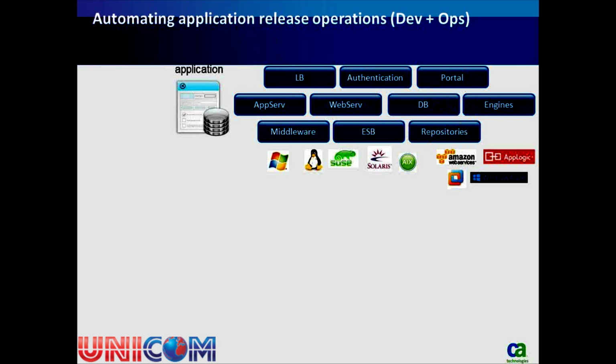Important is that our technology works across various operating systems. In a single release deployment operation, you can start off by doing certain things on the web server, which might be running on a Microsoft platform, and then do certain tasks on the database, which might be running on a Solaris platform or a Linux platform. So within a single release deployment operation, you can work across various operating systems.